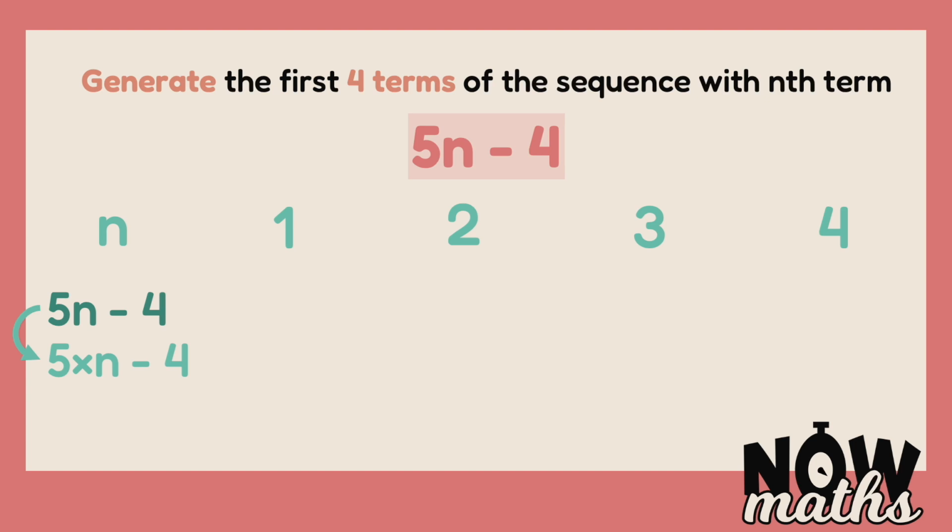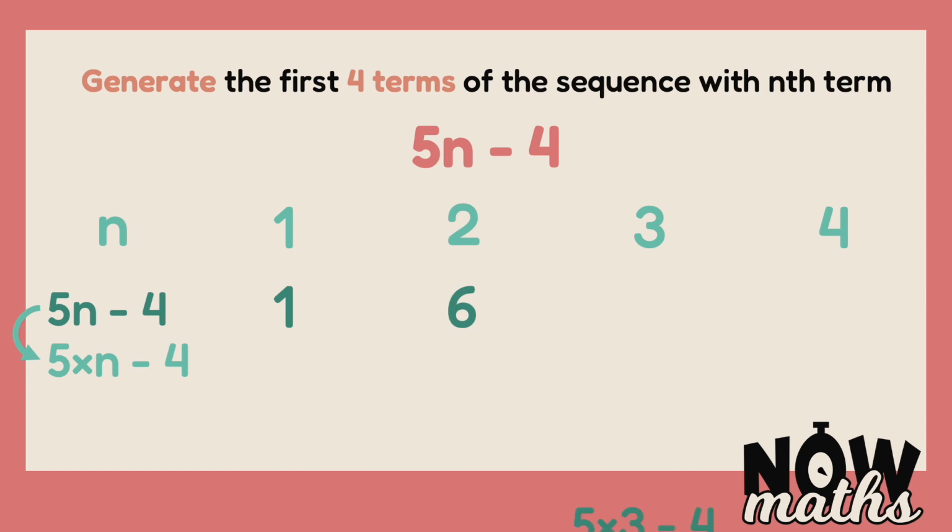So if we substitute 1 into 5n subtract 4, we're going to have 5 multiplied by 1 subtract 4. Again, remembering the order of operations, 5 multiplied by 1 comes first, which is 5, subtract 4 is 1. So the first term is 1. When n is 2, we're going to have 5 multiplied by 2, subtract 4. 5 multiplied by 2 is 10, subtract 4 is 6. So the second term is 6.